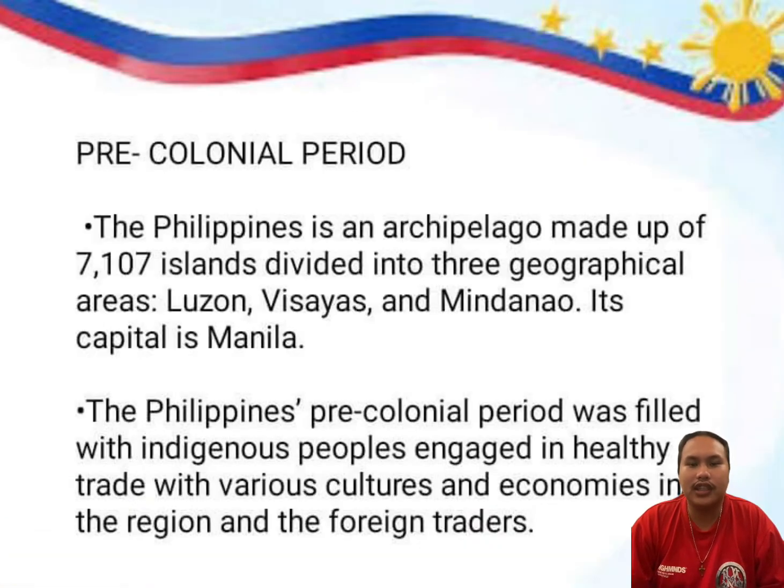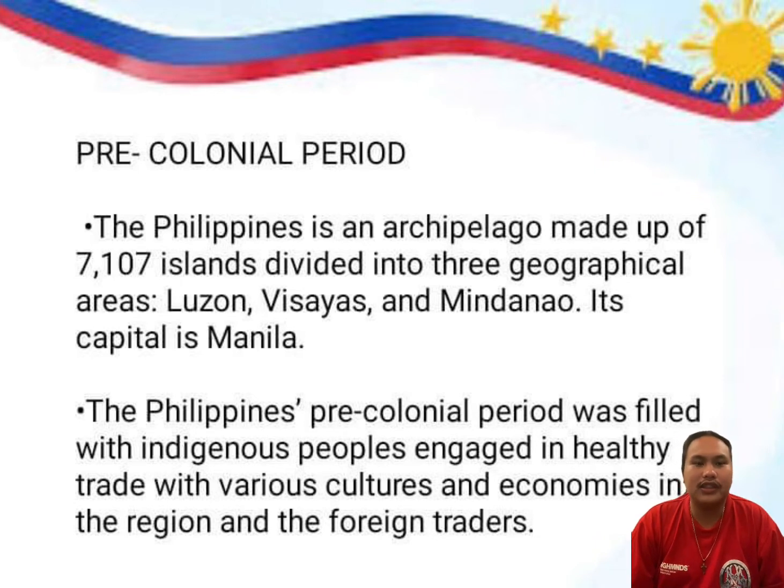So first is the pre-colonial period. The Philippines is an archipelago made up of 7,107 islands divided into three geographical areas: Luzon, Visayas, and Mindanao. And the capital city is Manila.